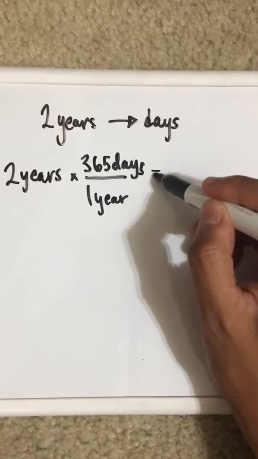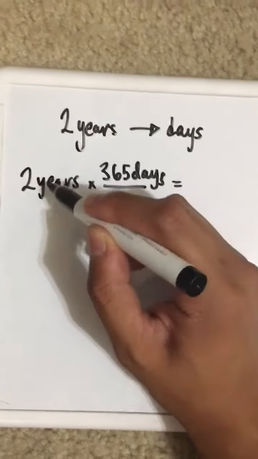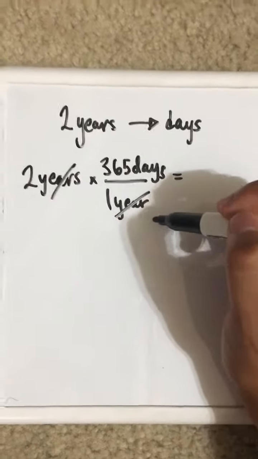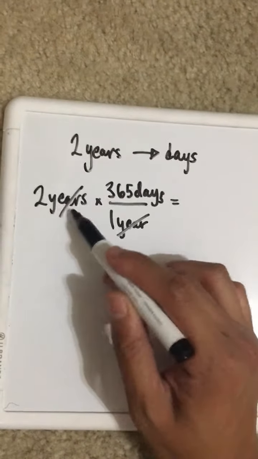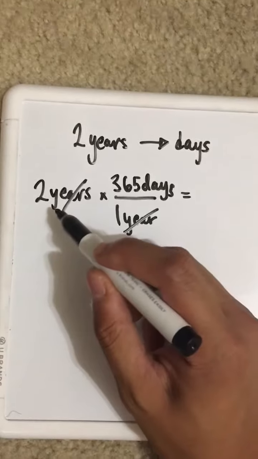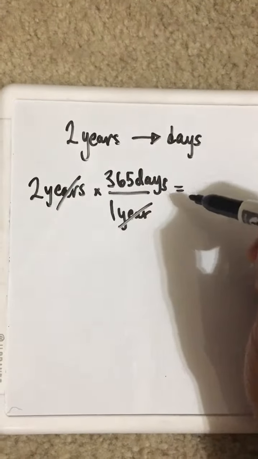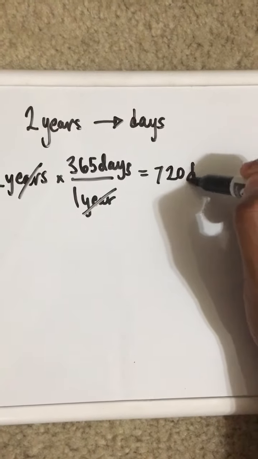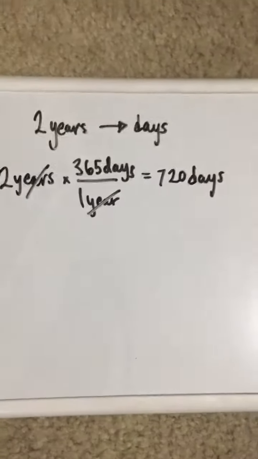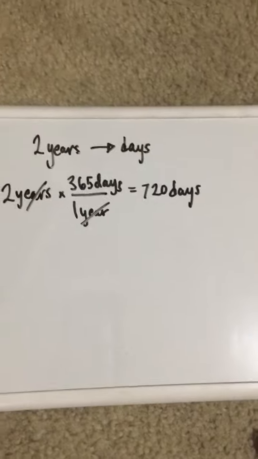Okay, first step, you cancel units. So I canceled years because I'm dividing by year here, I'm multiplying by year here. And now we multiply 2 times 365 days, which is 720 days. Okay, let's make it a little bit more complicated.